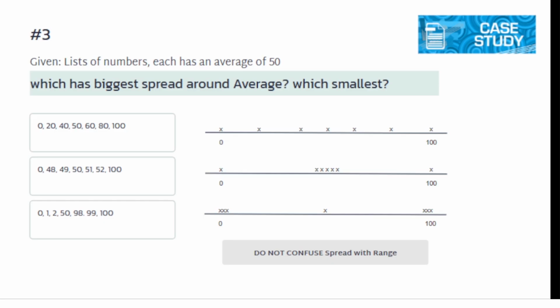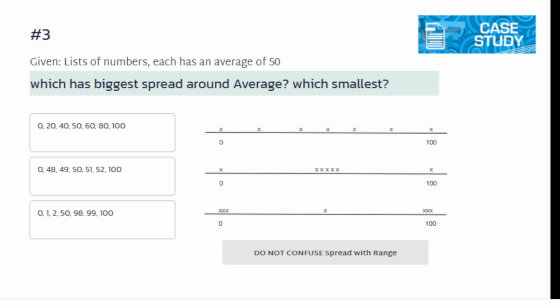And the question is, which one has the biggest spread of numbers around the average and which one has the smallest? Okay, so we know the average. Then let's look closer. So the average is 50. We have 0, 20, 40, 50, 60, 80, 100. So the range of all 3 lists is the same, minimum 0, maximum 100.